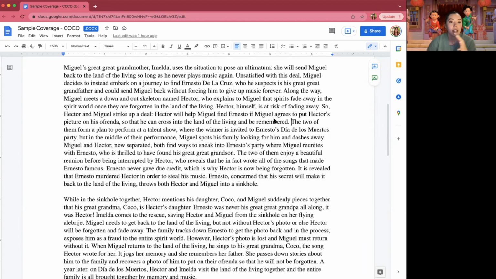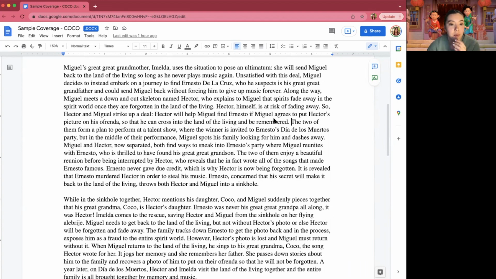The two of them form a plan to perform at a talent show where the winner is invited to Ernesto's party for Dia de los Muertos. But in the middle of their performance, Miguel spots his family looking for him and dashes away. I included that part because that's how Miguel and Hector get separated. And it just drives the plot further. Any major moment that's going to push the plot forward is something you should mention in the most concise way possible, I would say.